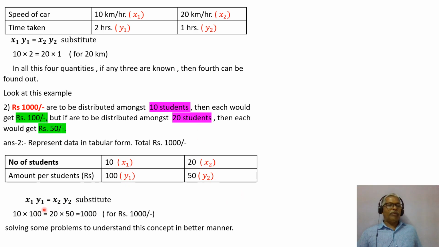So let us check x1 y1 equal to x2 y2. Substitute: 10 into 100 is equal to 20 into 50, that is 1000. This is for rupees 1000. So this is the concept of inverse proportion. We have seen what direct proportion is and we have seen problems on direct proportion. Now this is the concept of inverse proportion, and we will now try to solve some problems on it. You yourself try to solve some problems, and you will find this a very simple topic.